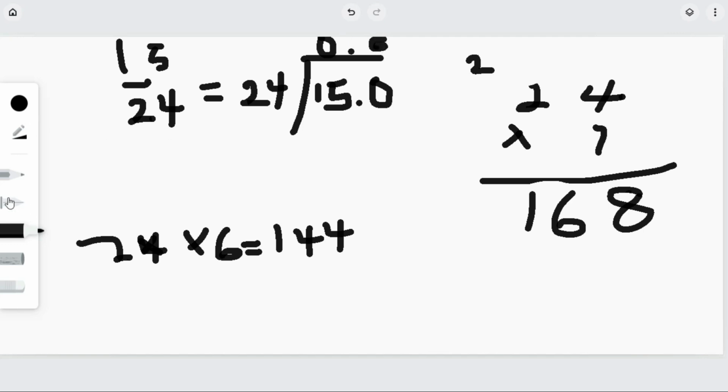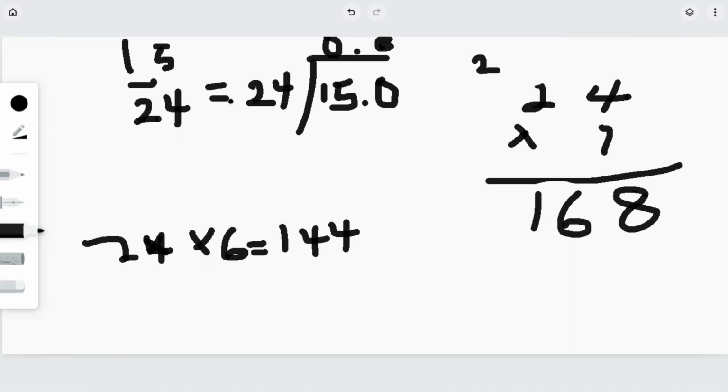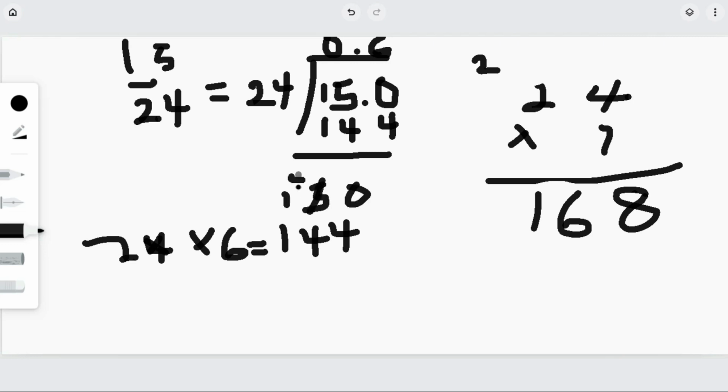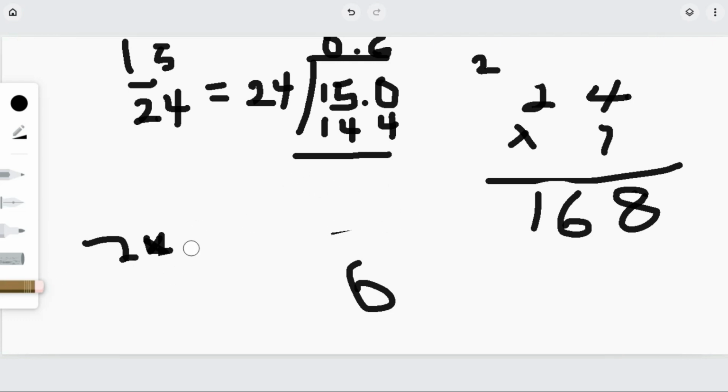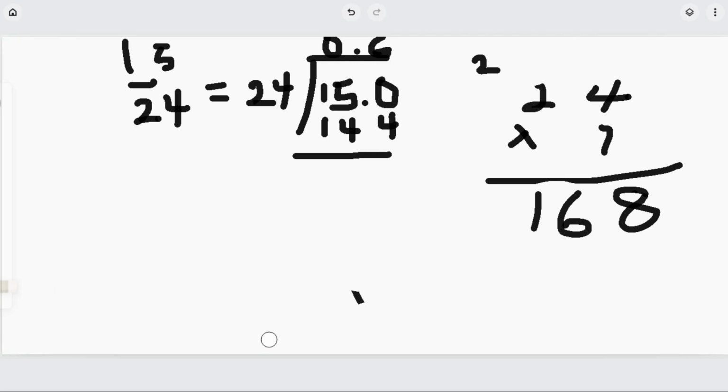Understand? So let's try 6 here. So that's it. Now 6 times 24, that's 144. Now if you subtract this now, let me write 150 here. So if you subtract this now, you are going to borrow 1 from this one. This will be 4 and this will be 10. So the answer will be 6. So let me quickly rub this off. So we now have 6 as the answer.